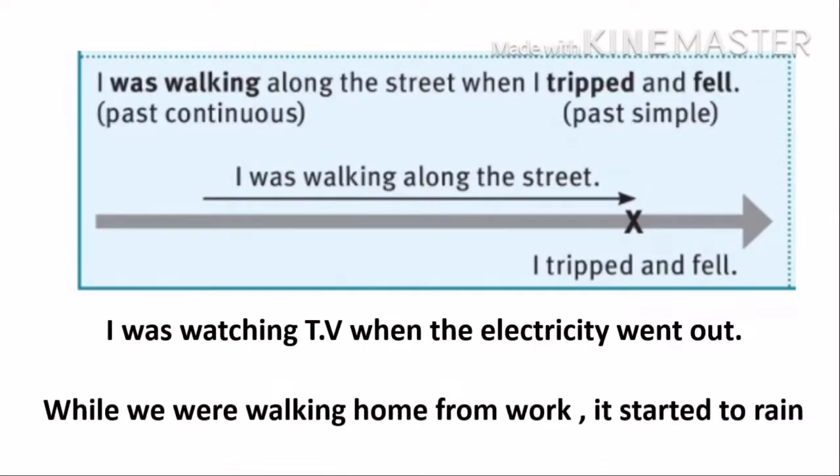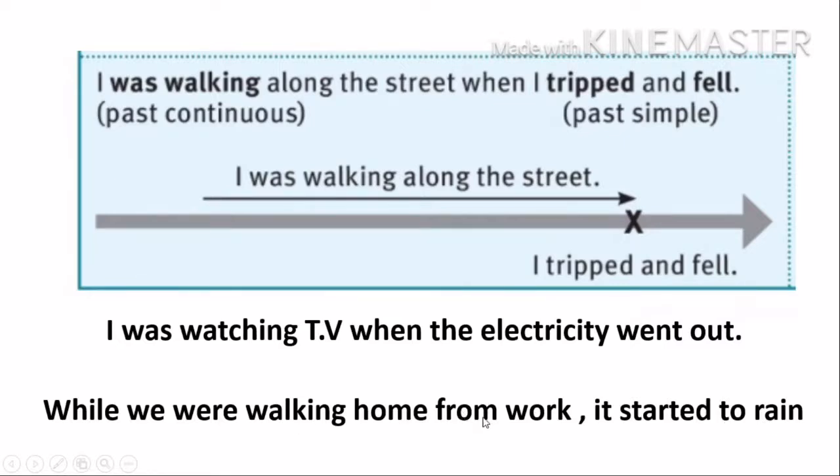Remember that we could also use while. When we have when or while in the middle of the sentence, we don't use a comma. But when we have while or when at the beginning of the sentence, we have to use a comma to separate the action that interrupts.